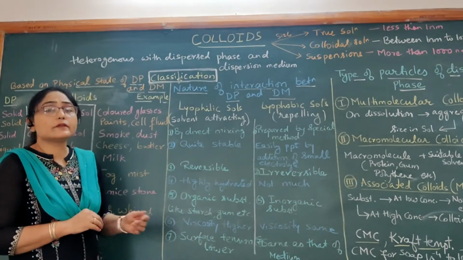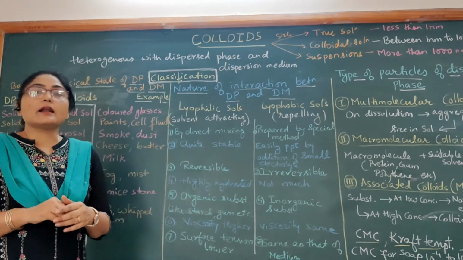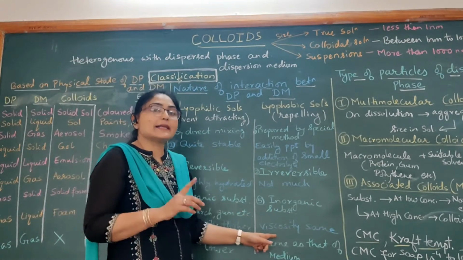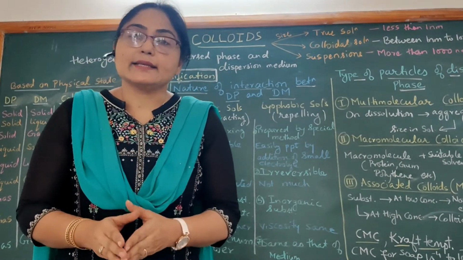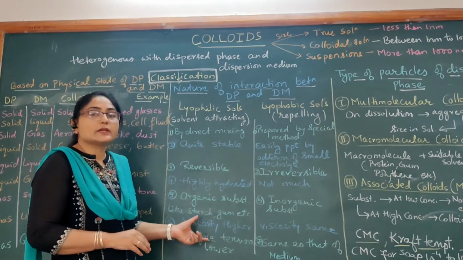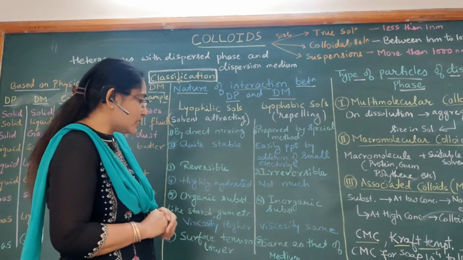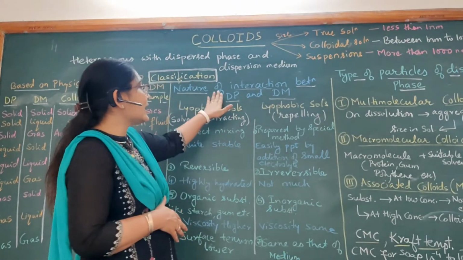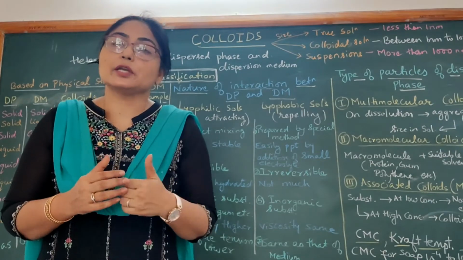Then we are going to talk about viscosity. Viscosity is very high in lyophilic salts, higher as compared to that of the medium. But in the case of lyophobic salts, the viscosity is almost the same as that of the medium. Now, in terms of surface tension, it is quite low in lyophilic salts, and in lyophobic salts the surface tension is the same as that of the medium. So this was the classification based on interaction between the dispersed phase and the dispersion medium.